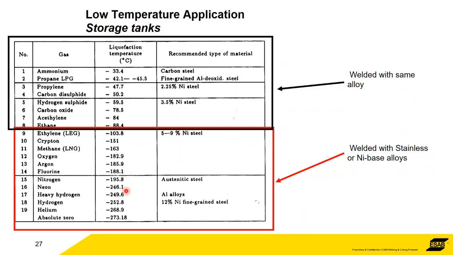As you get even further down, below -200, then 12% nickel steel is the type of material that you'd need to use. And the difference with these is that the 5% and upwards of nickel steel need to be welded with high alloy filler metals. And generally, the 12% nickel is welded with a nickel-based alloy.